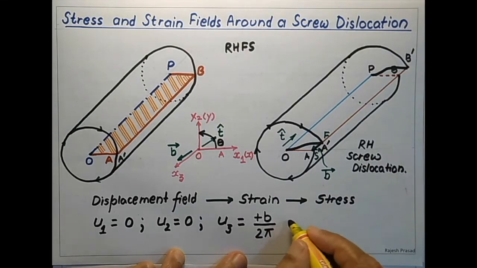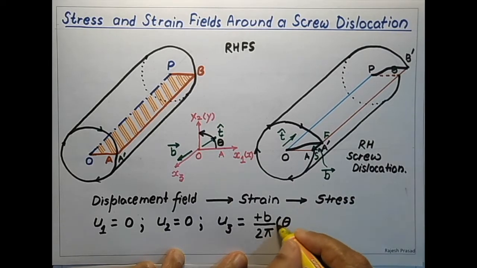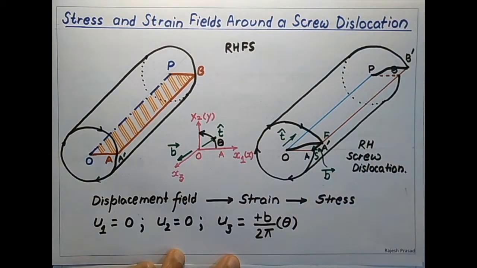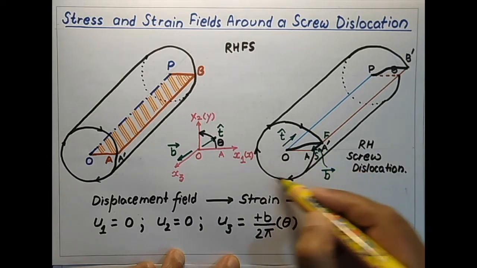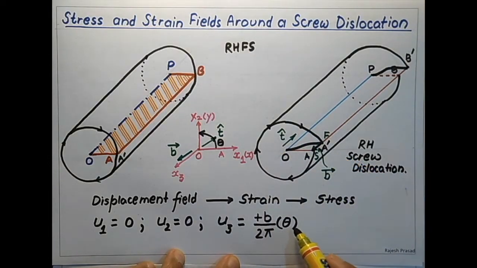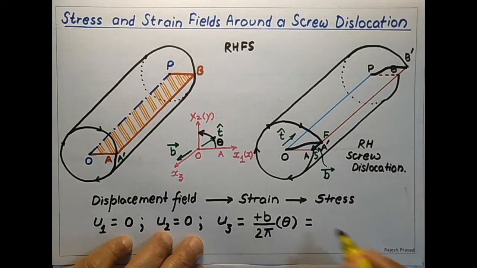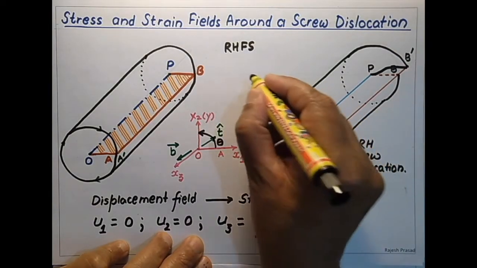So at any particular position theta, the displacement will be proportional to angle theta. So if theta is 2 pi, the displacement is b. If theta is any angle less than 2 pi, it will be proportional to theta with the proportionality constant b by 2 pi. We can write this in the Cartesian coordinates because it's not difficult to relate theta, as you know.